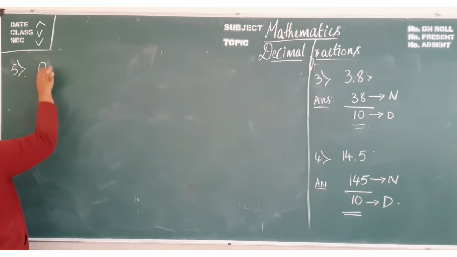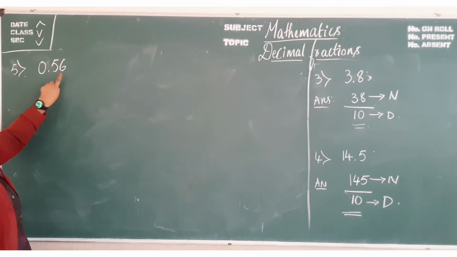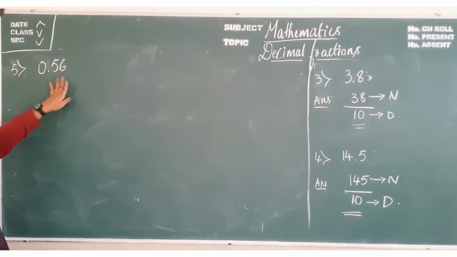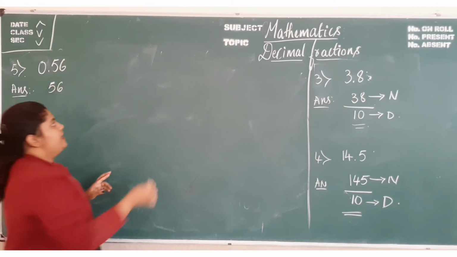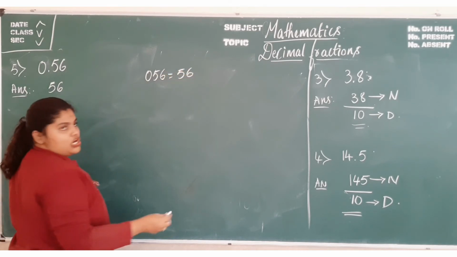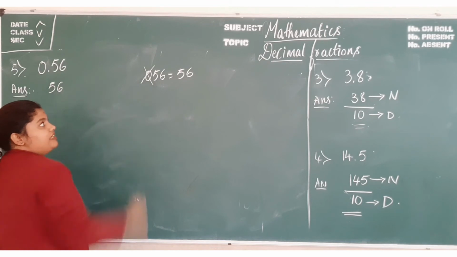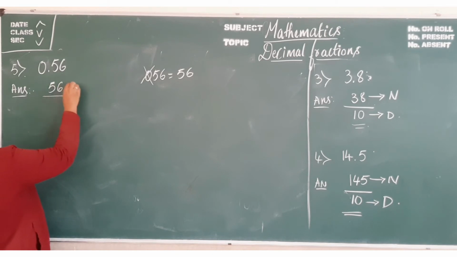Read this. Yes, 0.56. You have to split this. So now what we have to do? We have to convert this decimal fraction to a fraction. So now tell me, what is the numerator here? Yes, 56. Because if I write 0.56, it is nothing but 56. Because 0 towards extreme left does not have value. So your numerator is 56.